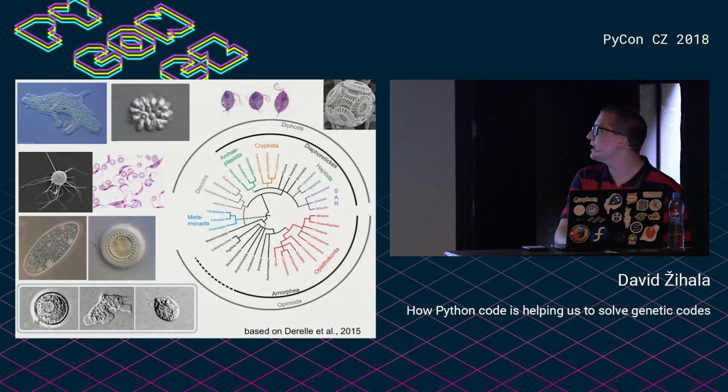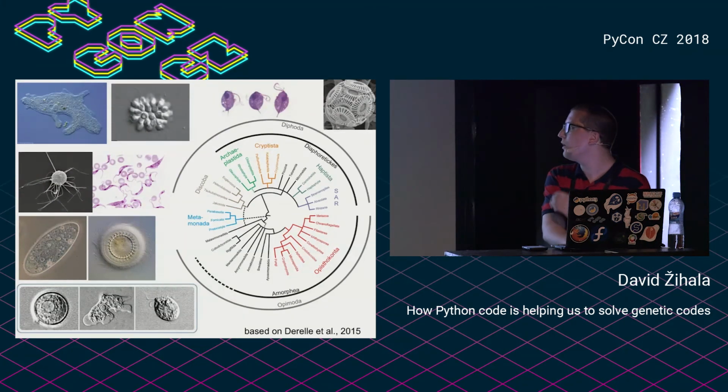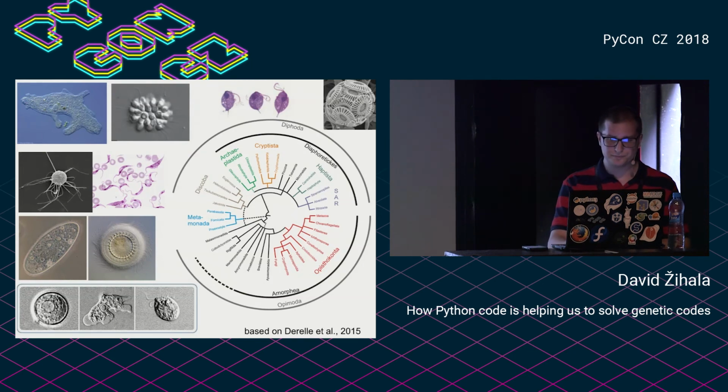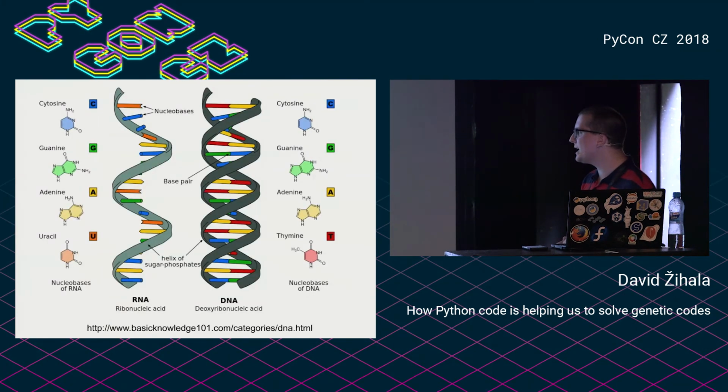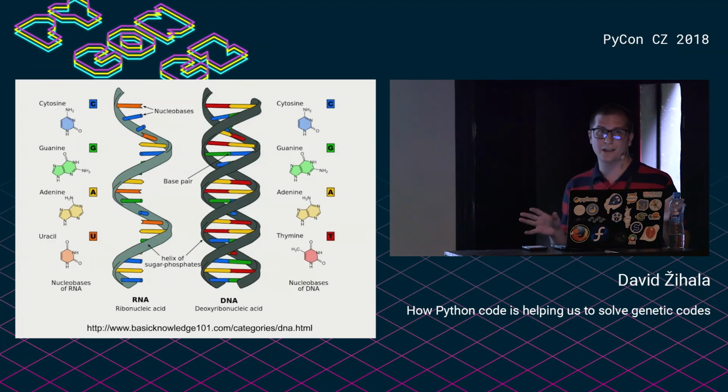And our lab is mainly focused on genomics and molecular biology of these unicellular eukaryotes, which are also called protists. And now I have to introduce you to some basics about molecular biology. So you all know DNA. It consists of sugar phosphate bonds and 4 bases: cytosine, guanine, adenine, and thymine. And cytosine is able to pair with guanine through 3 hydrogen bonds, and adenine pairs with thymine with two hydrogen bonds.